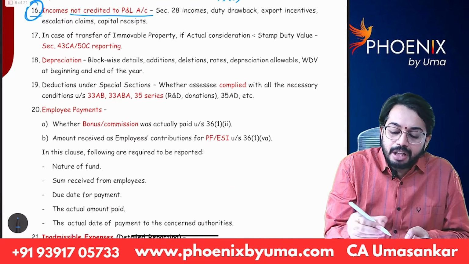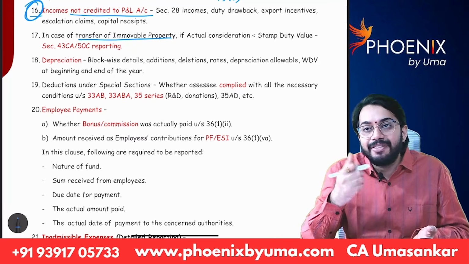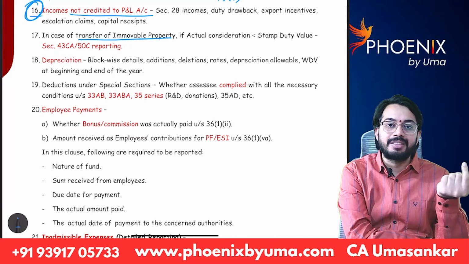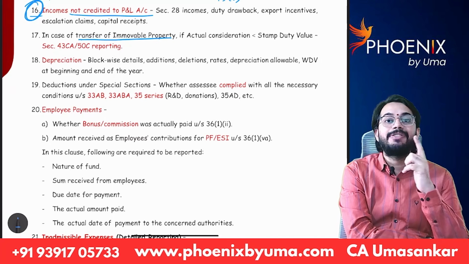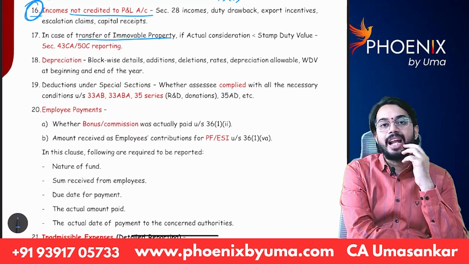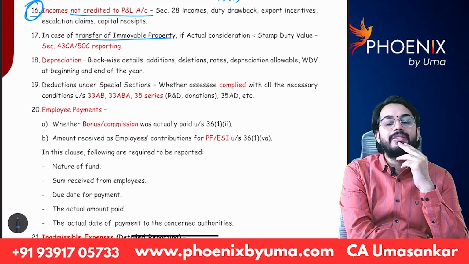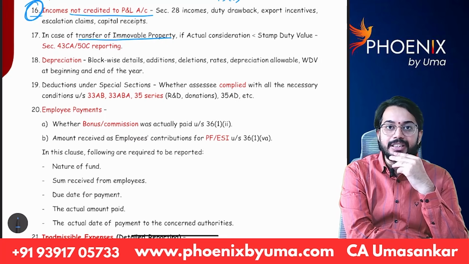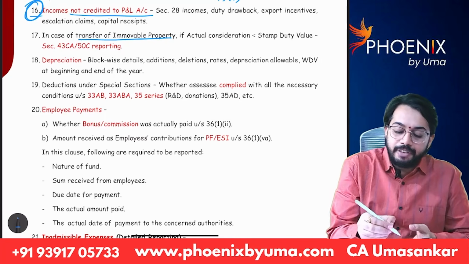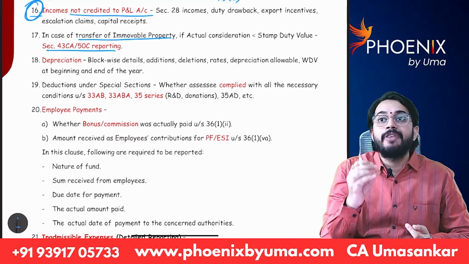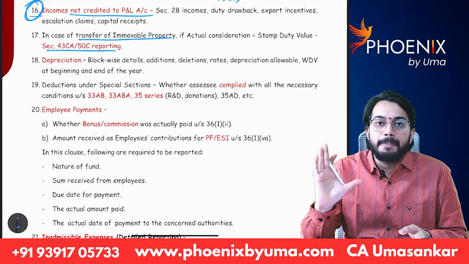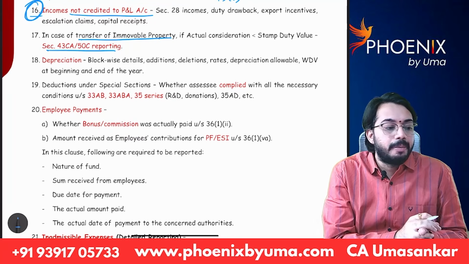Okay, next. In case of transfer of immovable property, we have discussed section 50C, section 43CA. Whenever immovable property is transferred, stamp duty value will be there. If stamp duty value is greater than 110% of actual consideration, stamp duty value will be taken as full value of consideration. If stamp duty value is less than or equal to 110% of actual consideration, then actual consideration will be taken as full value of consideration. So whatever section 50C, 43CA is there, if any immovable property is sold in current previous year, then 50C, 43CA is applicable. Those observations are also required to be answered.